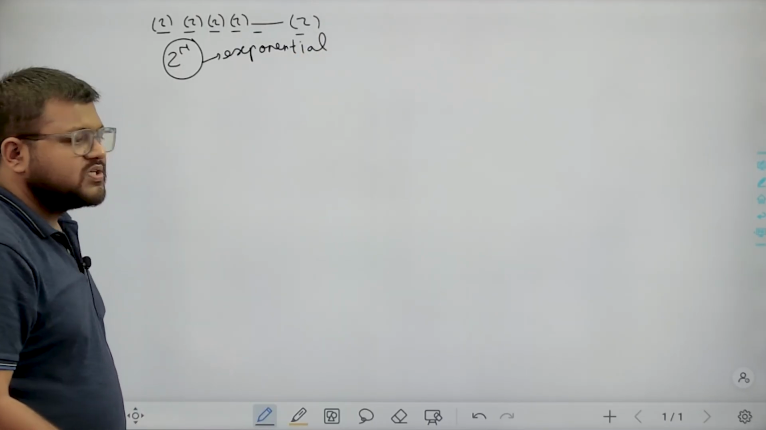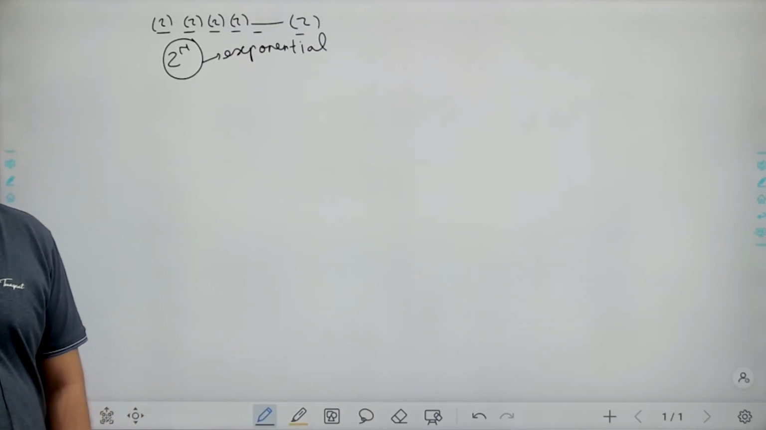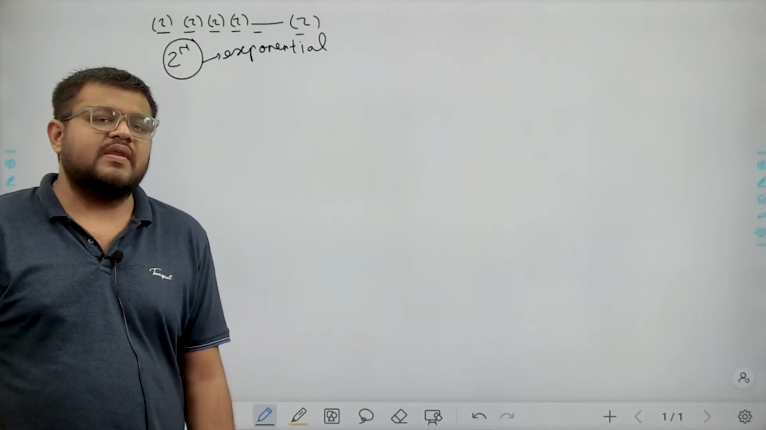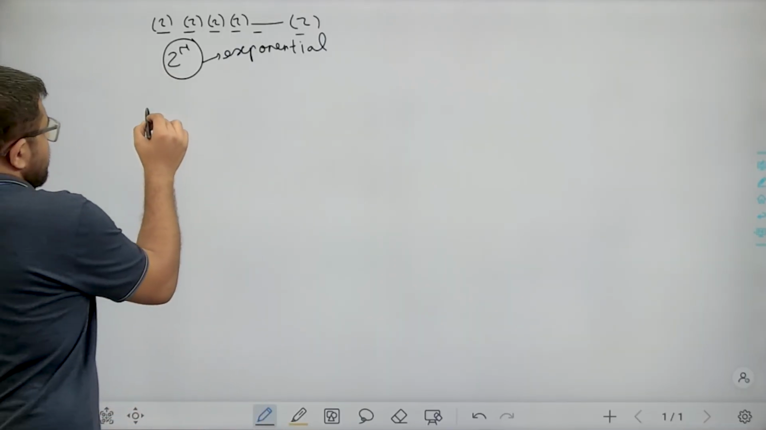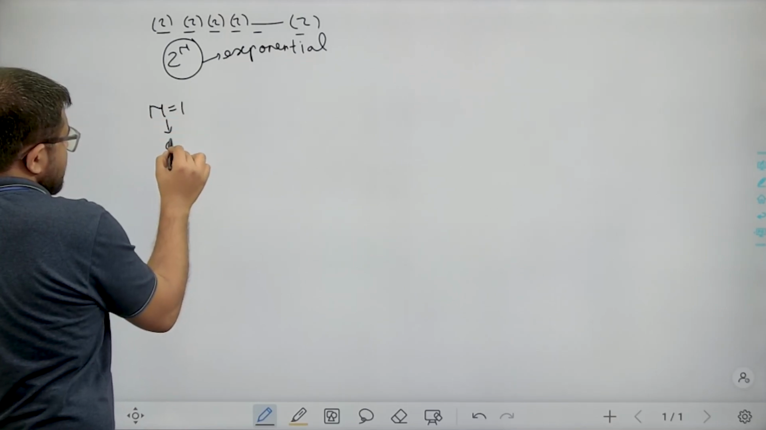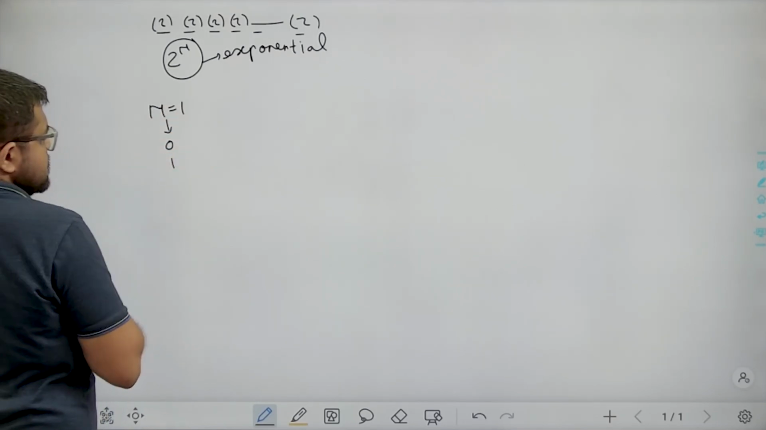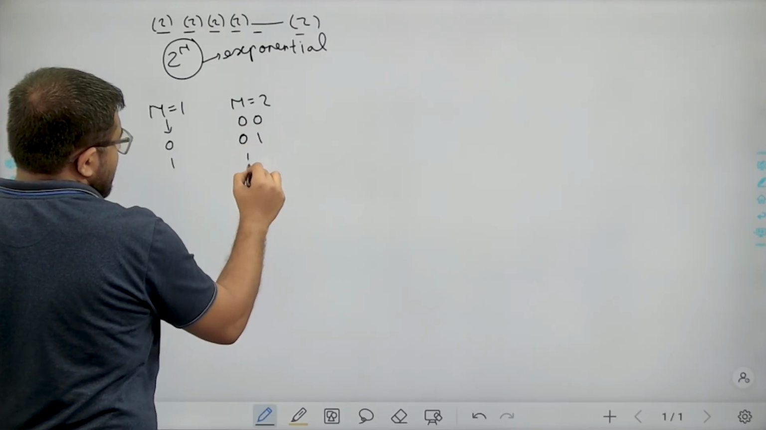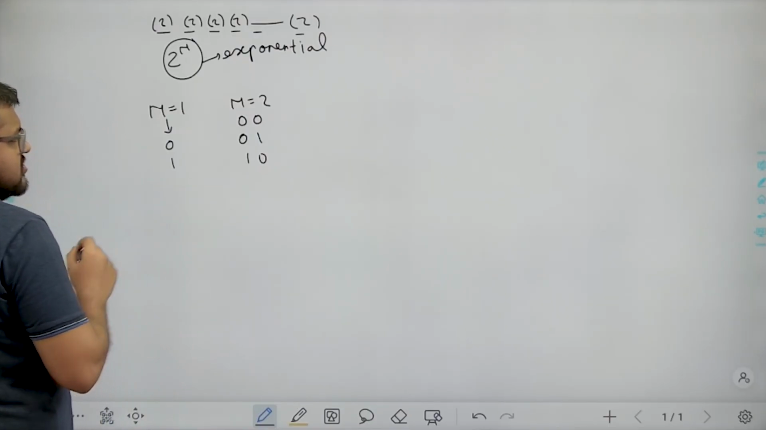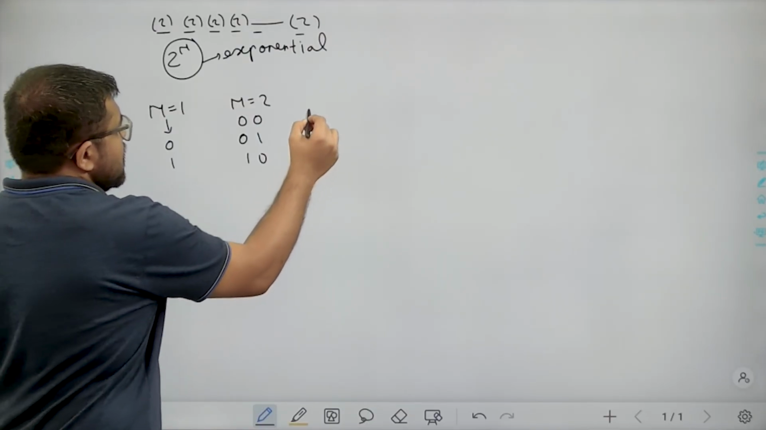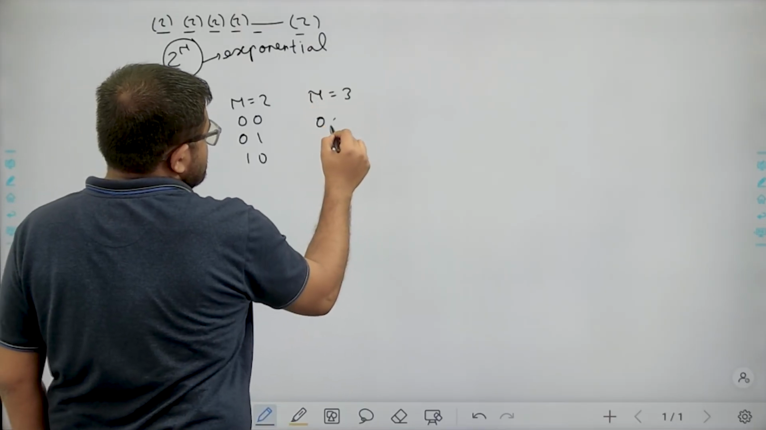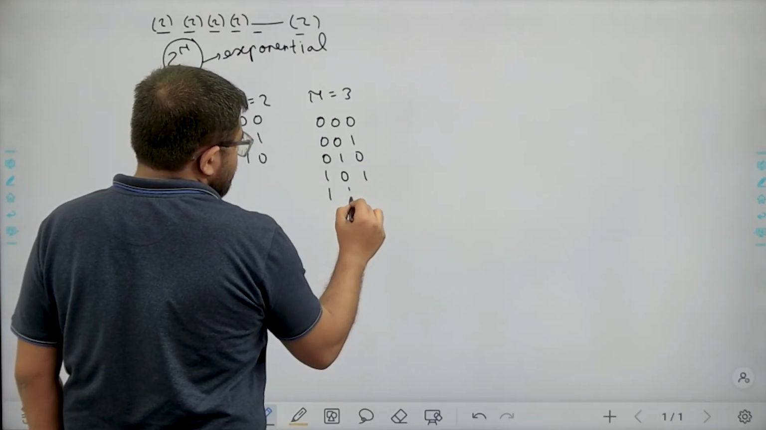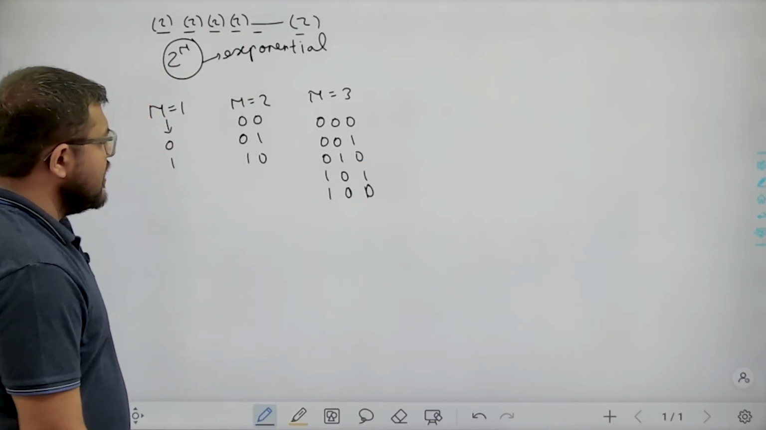So now let's generate the number of strings in which there are no two consecutive ones for some small values of n, and see if we can get some pattern. For n equals 1, there will be two possible binary strings, that is 0 and 1. For n equals 2, we have 00, 01 and 10. There will be three possible binary strings because 11 has two consecutive ones. For n equals 3, we will have 000, 001, 010, 100 and 101. So there will be 5 such strings.